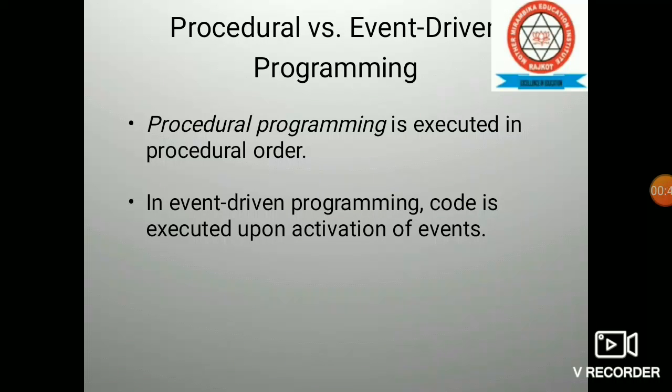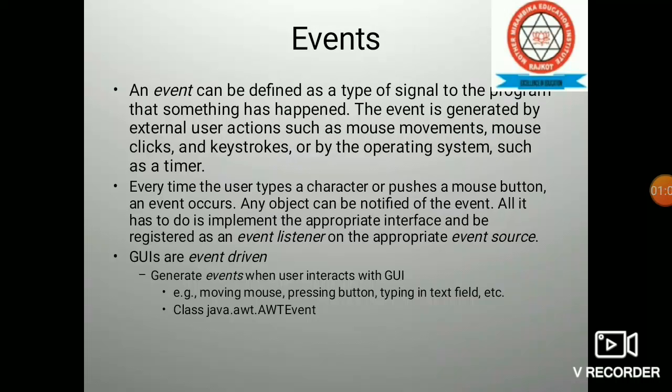Say, for example, if a user presses any key on the keyboard, the event fires, or if the user moves the mouse, the particular event fires. So in event-driven programming, code is executed when the appropriate event fires. An event can be defined as a type of signal to the program that something has happened. The event is generated by an external user action such as mouse movement, mouse click, and keystroke, or by the operating system such as a timer.